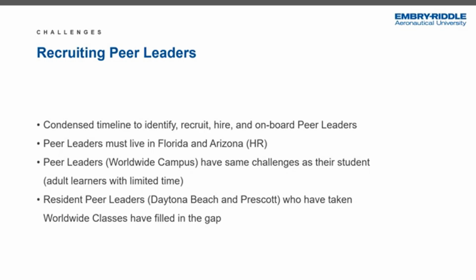And even to get them ready, say for the January term, you've got to get them identified. They've got to be hired. So you're going through the HR process of onboarding, and then we've got to get them through the training. With the way that our modules are set up, this is a challenge, and it always will be a challenge. Not only do we have to recruit, we have to continuously recruit, because our great peer leaders do graduate and they move on.